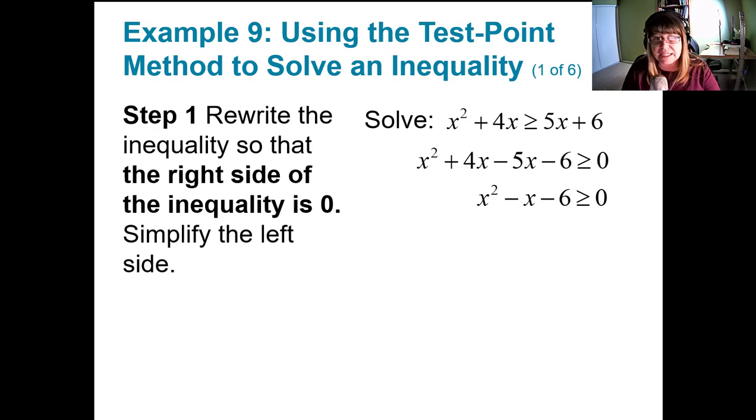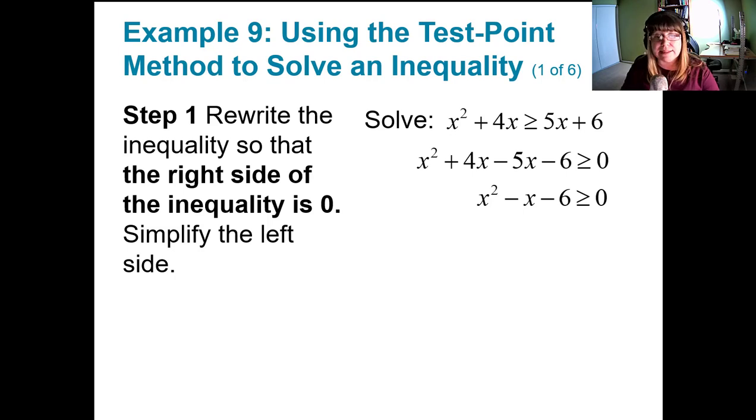So here we have x squared plus 4x is greater than or equal to 5x plus 6. For this test point method, we want to move everything from the right-hand side over to the left-hand side. And because we're just adding and subtracting, we're not going to flip the symbol at all at this point. We're going to subtract 5x from both sides, and we're going to subtract 6 from both sides. And ultimately, we end up getting x squared minus x minus 6 is greater than or equal to 0.